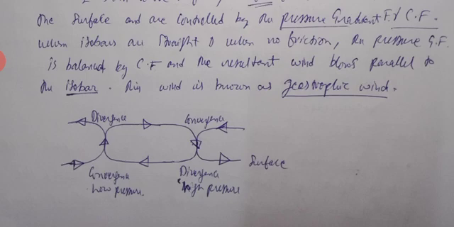So what is geostrophic wind? When the isobars are straight and when there is no friction, the pressure gradient force is balanced by the Coriolis force and the resultant wind blows parallel to the isobar. This wind is known as the geostrophic wind.